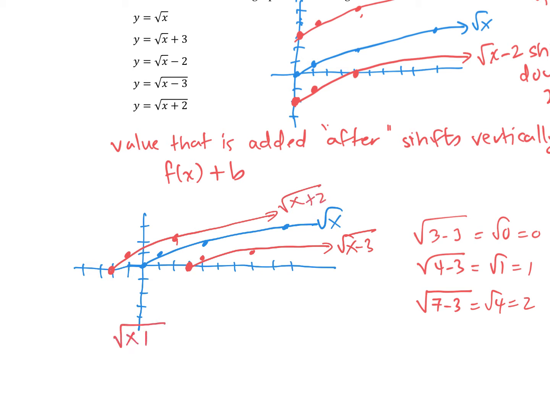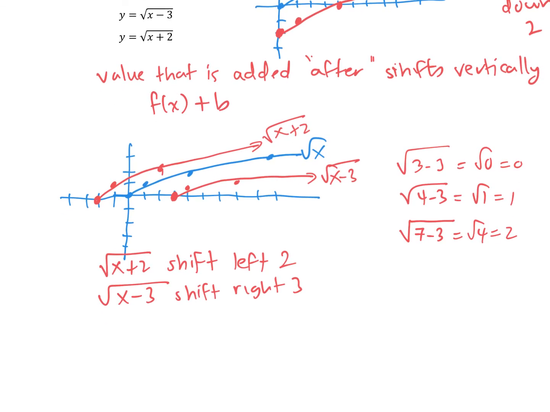So root x plus 2 shifted the graph left 2, and root x minus 3 shifted the graph right 3. If the number was added or subtracted after the square root, it moved it up and down. If the number was added or subtracted before the square root, it shifted left and right. Sometimes we say this is f of x minus d. We use the letter d. So this is a shift left and right. f of x plus b is a shift up and down.